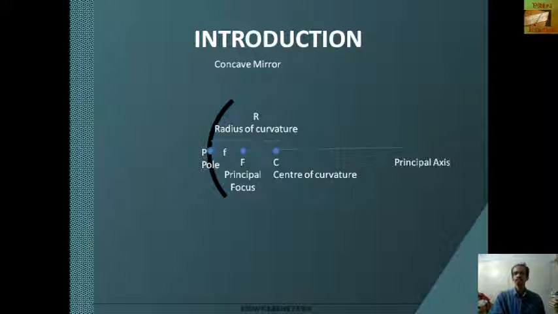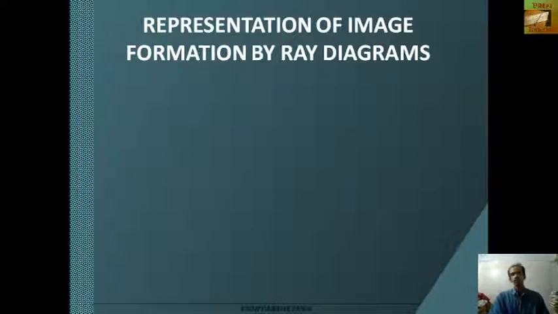Here there is a relation which is R is equal to 2F. That is, the radius of curvature is twice the focal length. Otherwise, PF is equal to FC. Now, representation of image formation by ray diagrams. The image formation by reflection from these types of mirrors can be shown using ray diagrams.